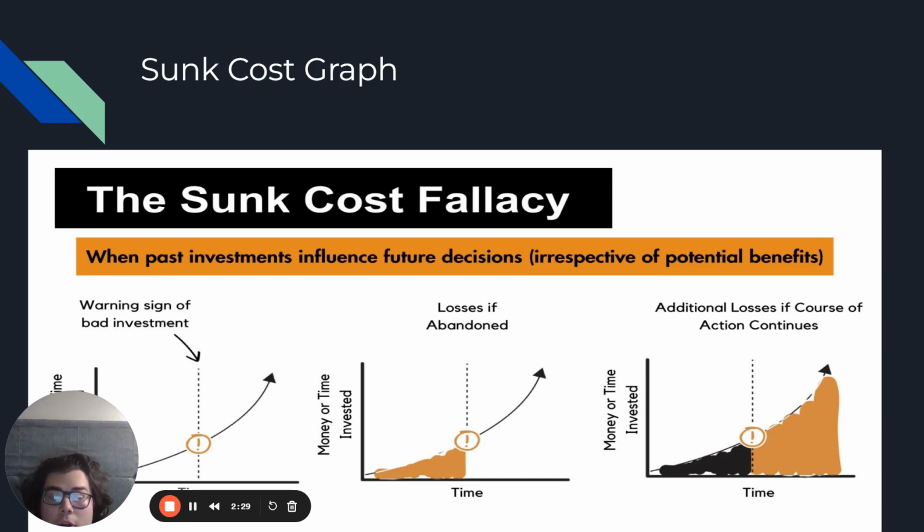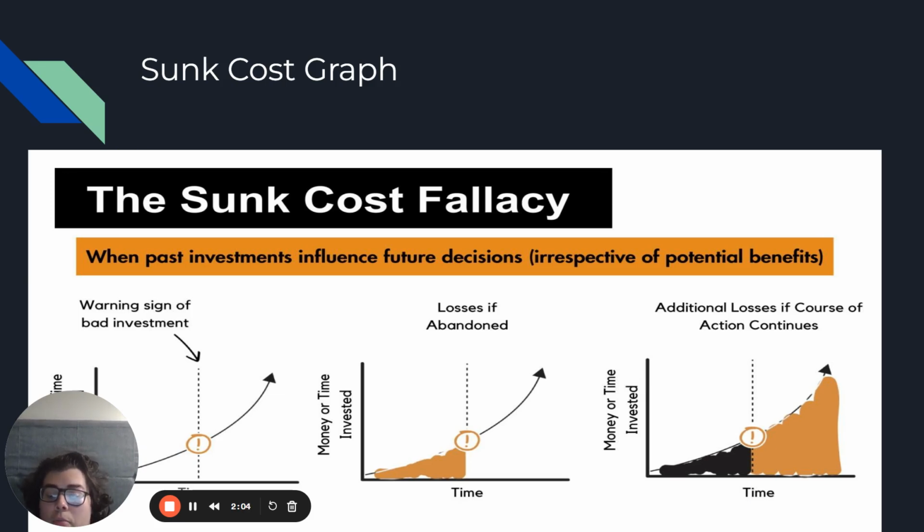The last graph, right here on the right, has a first shaded area, the darker one, which represents the same as the second graph. The lighter one represents extra losses incurred by continuing with this action. It represents what could happen if we continue with a bad investment, with it getting worse, not better.